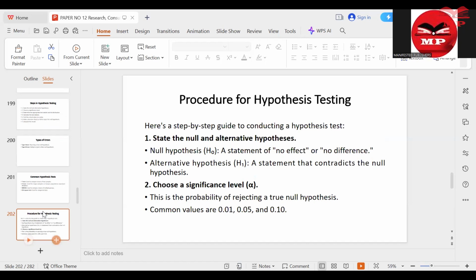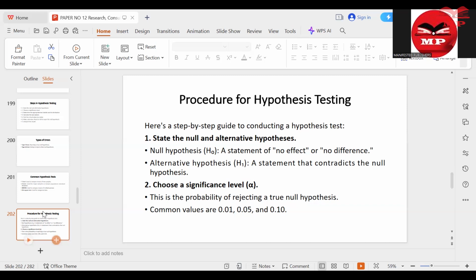Procedure for hypothesis testing. So here is a step-by-step guide to conducting a hypothesis test. A researcher has a hypothesis and wants to test it. So this is the procedure for hypothesis testing. Step 1, state the null and alternative hypothesis.